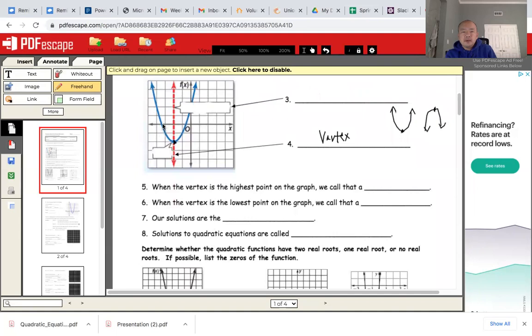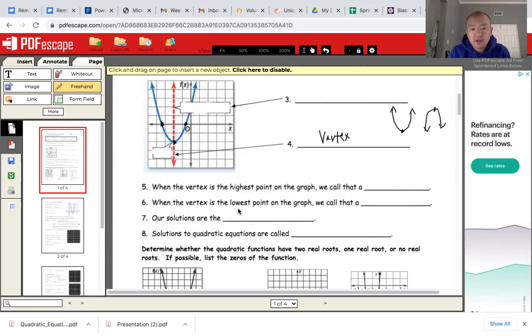Now the solutions, this is very important. In a quadratic equation, where x is to the second power, wherever the graph hits the x-axis, those are the solutions you're looking for. The x-intercepts could also be called zeros, so those are all the same thing. They're all synonymous. Here and here are the solutions to the equation.